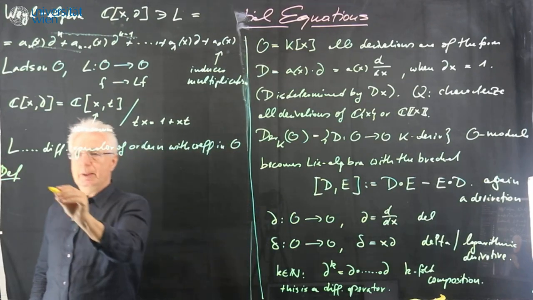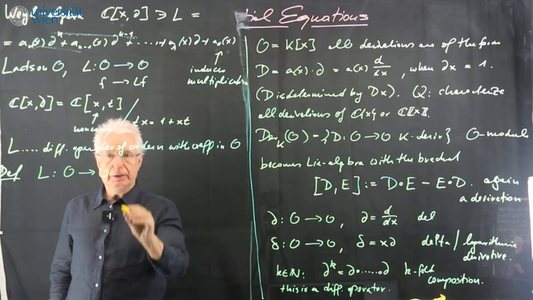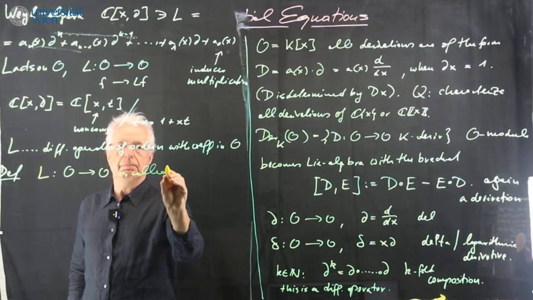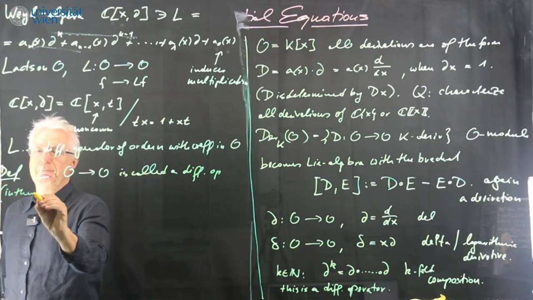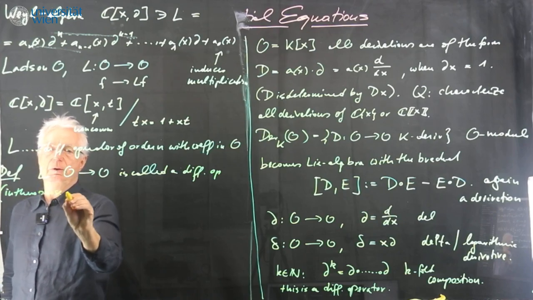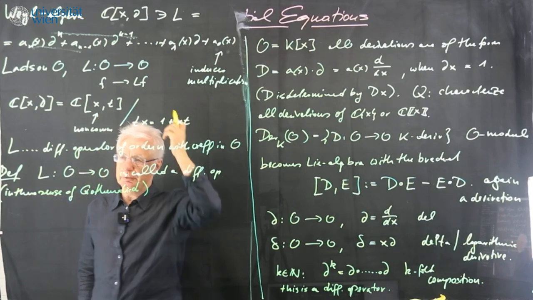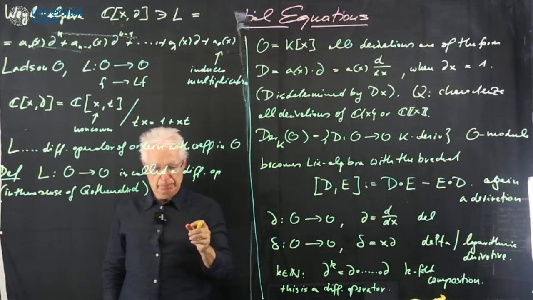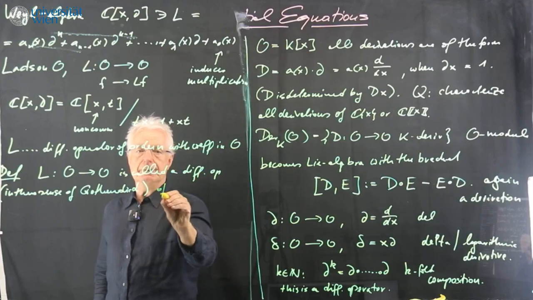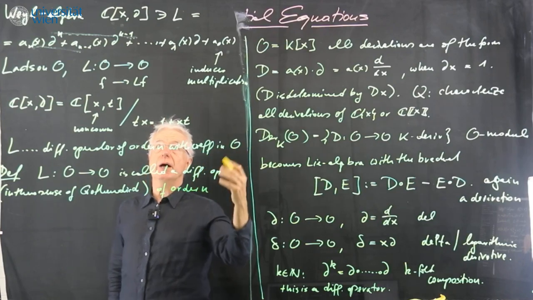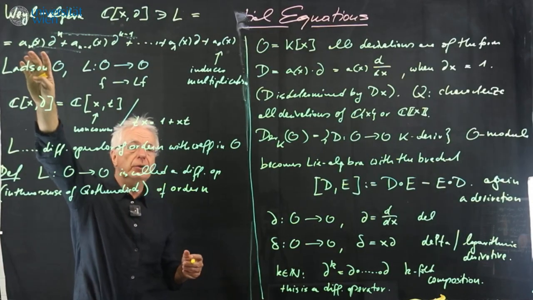So L from O to O is called a differential operator in the sense of Grothendieck, even though this is a very natural definition, which I think already existed before. You define it called a differential operator of order n. So the order always refers to the highest occurring derivative. So if I say here this one has order n, I mean that a_n is not identically zero, of course.